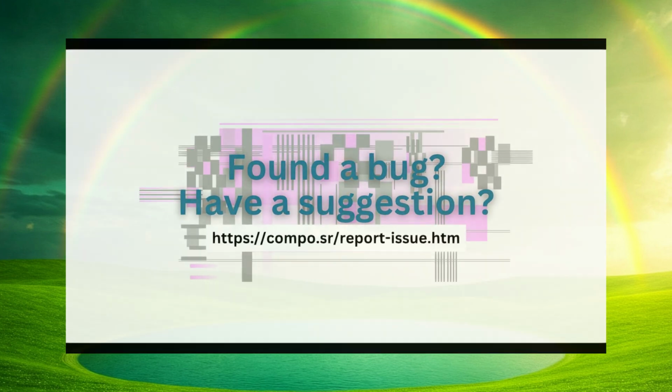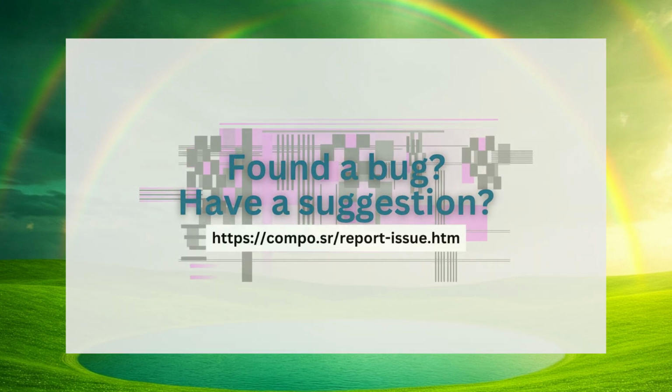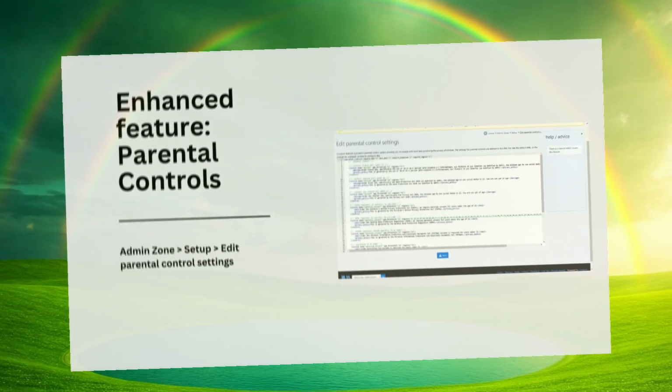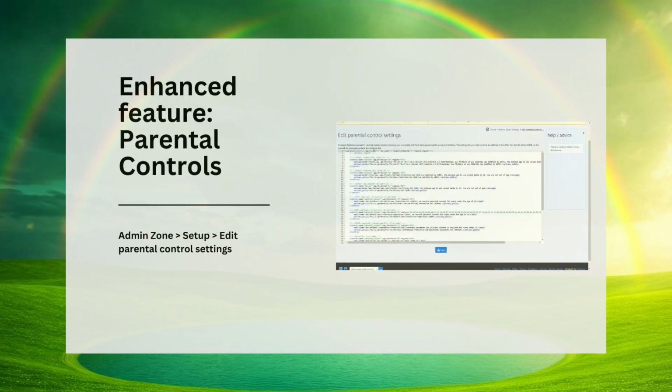If you find any bugs in the software, or you have a suggestion, feel free to leave it on the tracker. Go to compo.sr/report-issue.htm. Now let's talk about some of the most notable changes in version 11 beta 7, starting with parental controls.